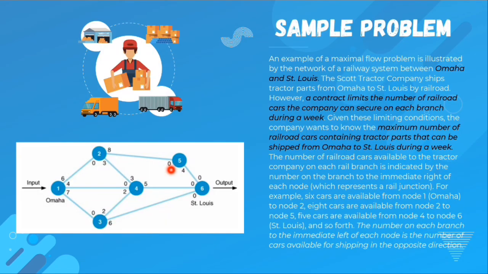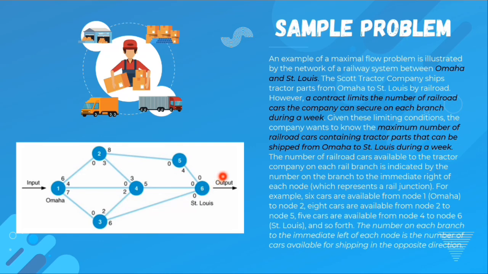So the gist of the sample problem is that there is a railway system from Omaha to St. Louis, and the contract limits the number of railroad cars the company can secure on each branch during a week. So the company wants to know the maximum number of railroad cars containing tractor parts that can be shipped from Omaha to St. Louis during a week. Note that the number on each branch to the immediate left of each node, these numbers, are the number of cars available for shipping in the opposite direction.